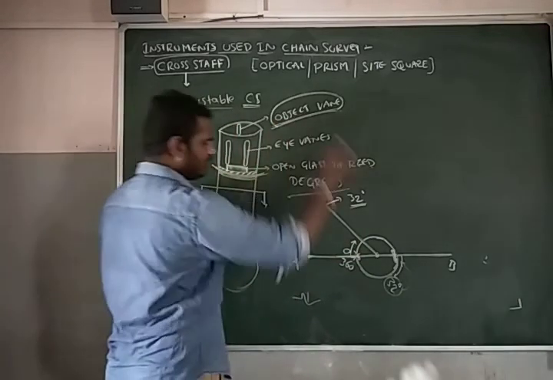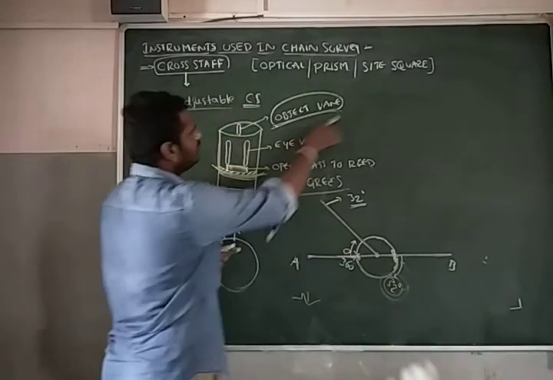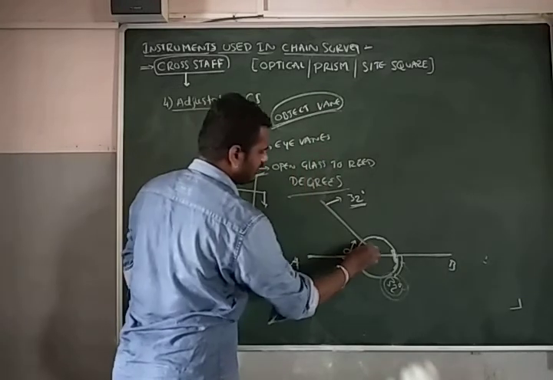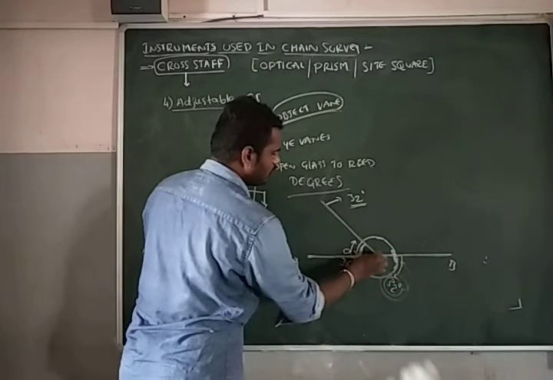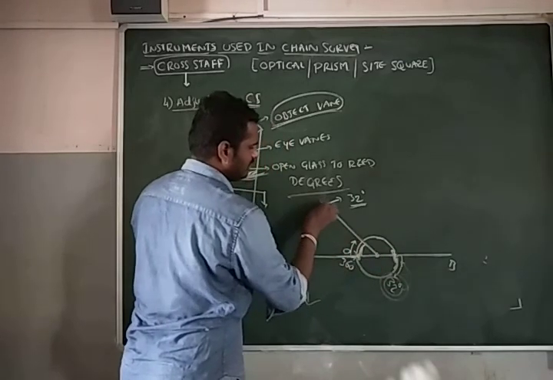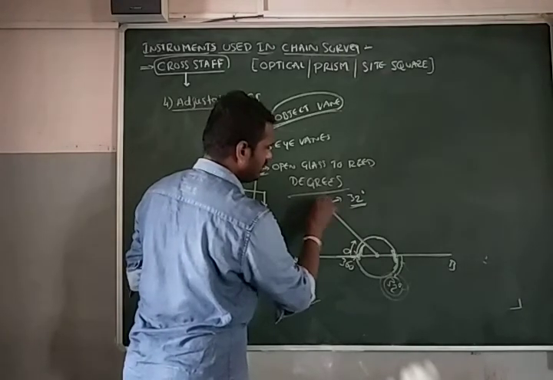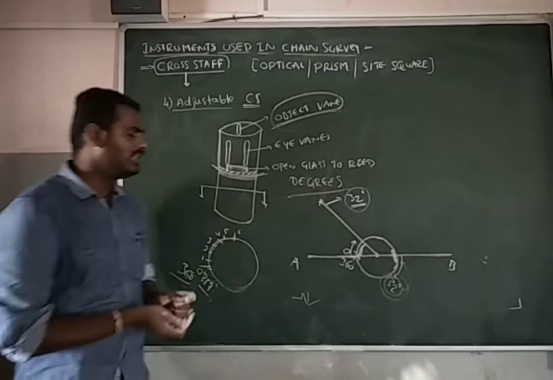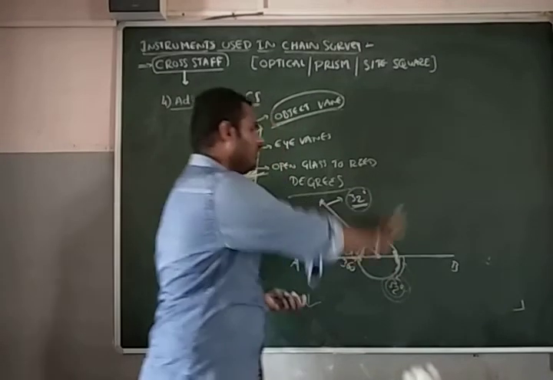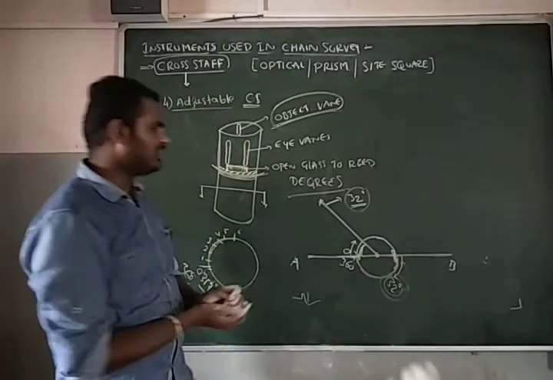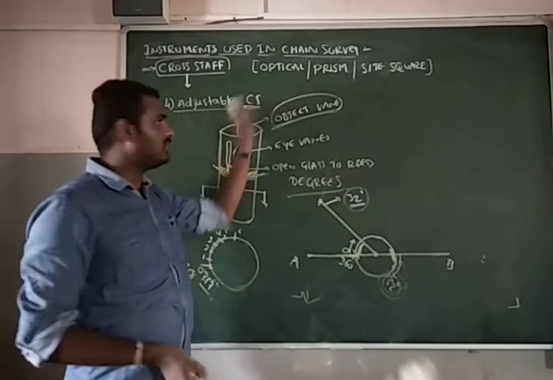Why? Because the object plane is making 32 degrees. It shows 32 degrees. So the object plane line is making 32 degrees with your line AB, the main survey line. Now project a line with the sight or line of sight, which will give you an oblique offset at 32 degrees. Likewise, by rotating it at any angle you can project an offset over the AB line. So that is why we call this particular type of cross staff an adjustable cross staff.